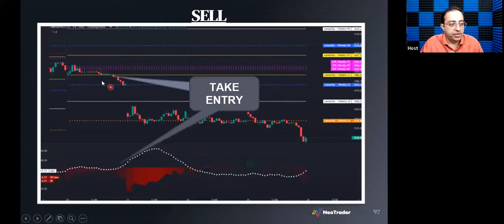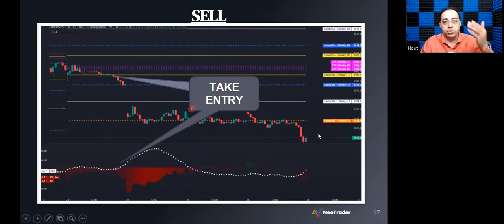Now in the same way, on the way down, when it crosses L3, then you know that yes, I can enter a trade. My L5 and L6 are my target. The same way, H5 and H6 are my target. Everyone clear till here? This is a buy and sell.